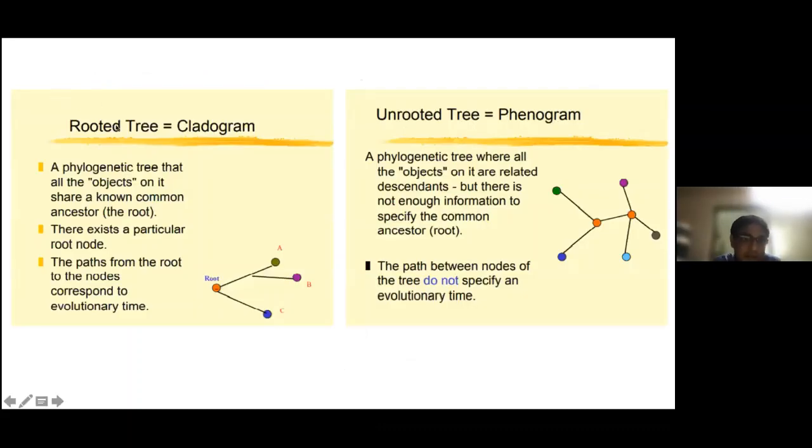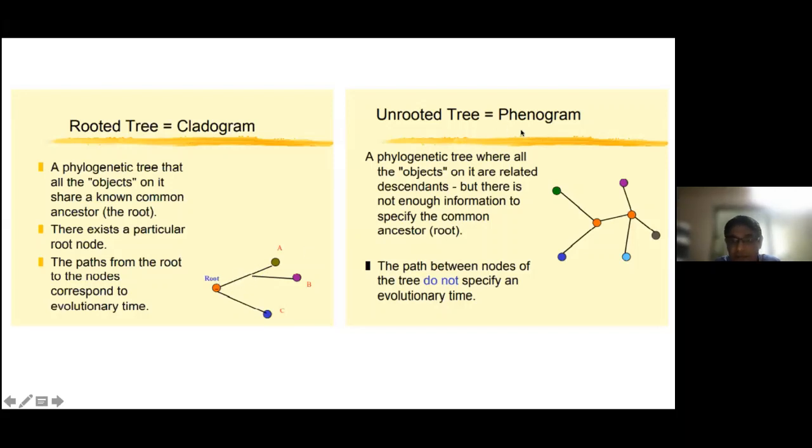So as I said, two kinds of trees can happen. If you know the ancestral information, we can draw the cladogram. So you have the root. You put the ancestor in the root, and you can see how the other sequences diverge from each other. The path from the root to the nodes corresponds to evolutionary time. For example, from this root to the different nodes, it shows the evolutionary time, the divergence time.